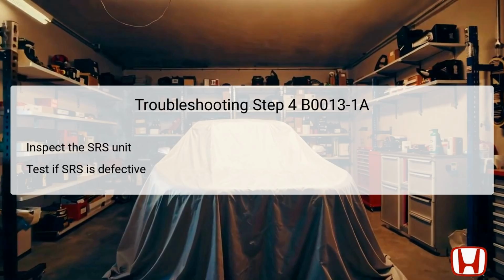Evaluating the SRS unit for faults involves visual checks and possibly connecting a Honda Diagnostic System, HDS, to analyze data for errors. If this component shows signs of malfunction, it will need to be replaced to rectify the DTCs stored in the system. Addressing complications at this stage is crucial for restoring the safety functionality of the vehicle.